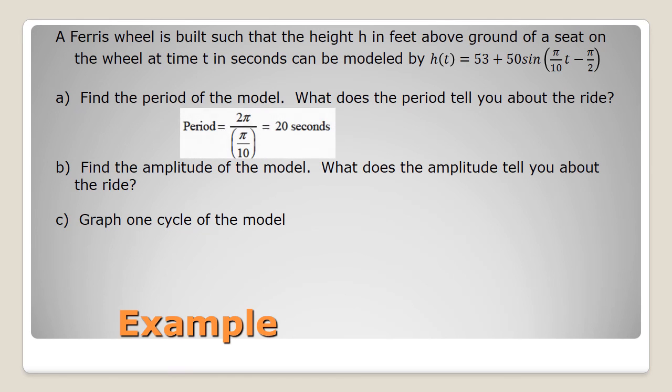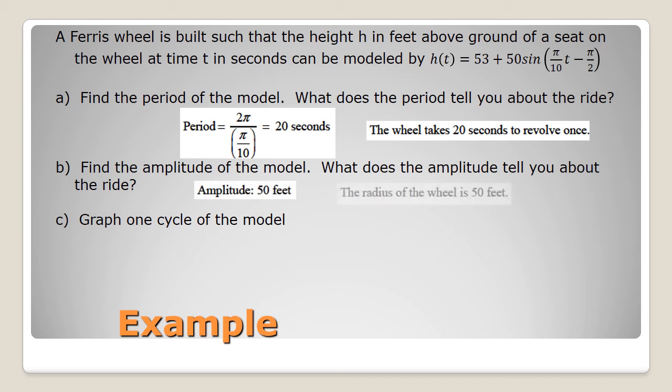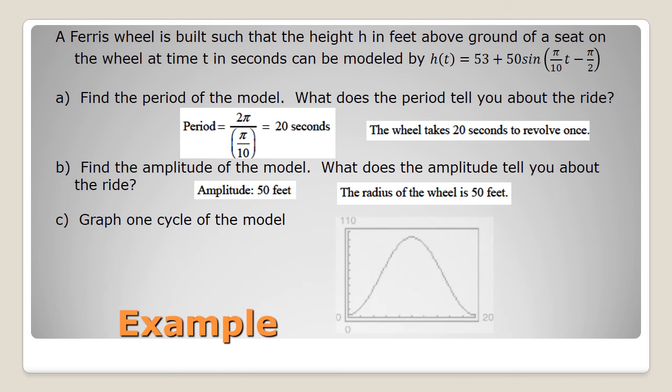Okay, the period is simply 2 pi over 10, which is 20 seconds. What that tells you about the graph is that it takes the wheel 20 seconds to revolve one time. The amplitude is very simply 50. The amplitude is the radius of the wheel. In other words, from top to bottom, the ride is 100 feet. And here's the graph.